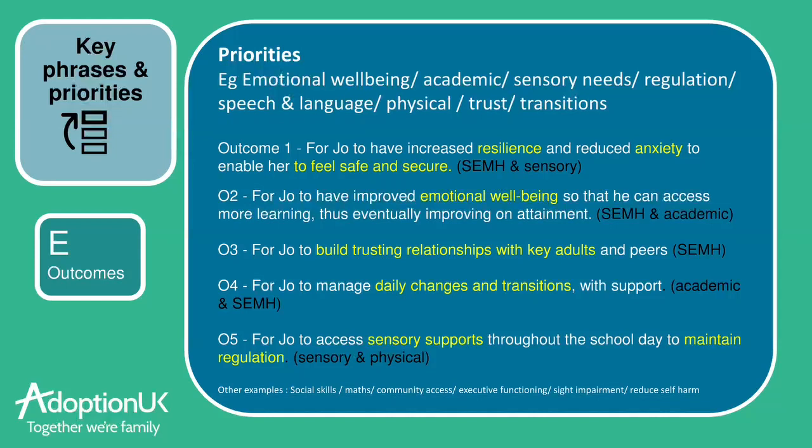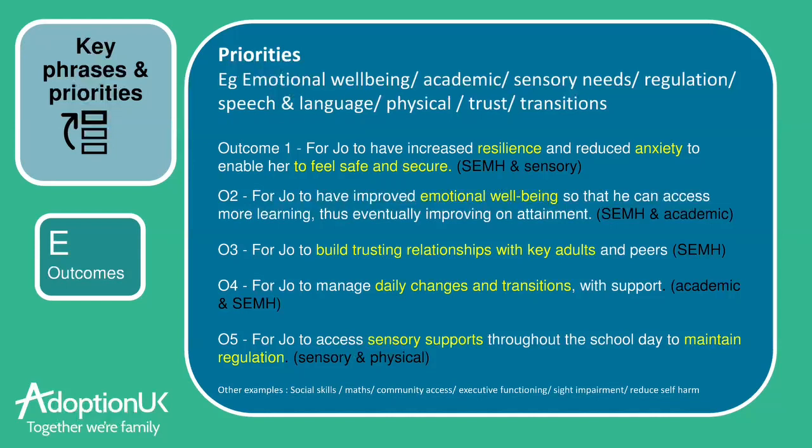Some other examples there, it may be that your child needs outcomes around social skills, could be specific to maths. It could be accessing the community if they're an older child. It may well be executive functioning. This one does come up increasingly. It could be a sight impairment. It could be to reduce self-harm. So I cannot give you outcomes because they are based specifically on your child, but just take some time to sit back and think, what does my child truly need for the long term?